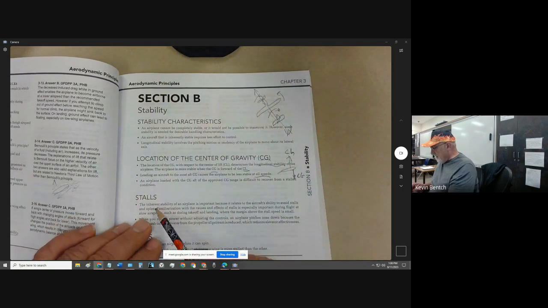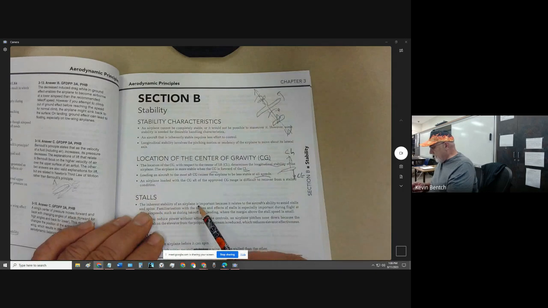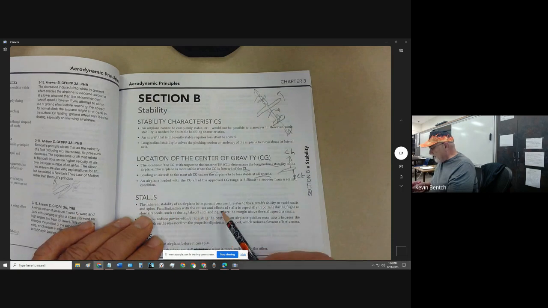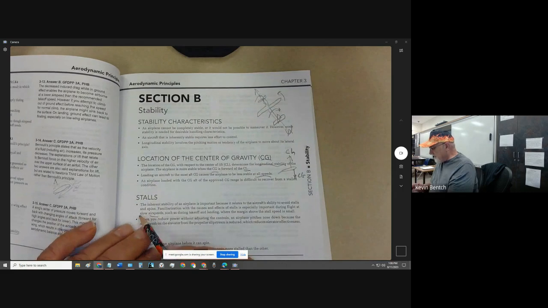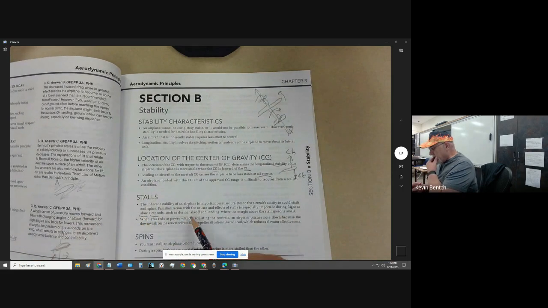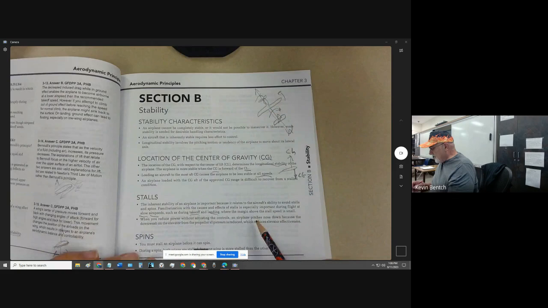Stalls. The inherent ability of an airplane is important because it relates to the aircraft's ability to avoid stalls and spins. Familiarization with the causes and effects of stalls is especially important during flight at slow airspeeds, such as during takeoff and landing, where the margin above the stall speed is small. That's where you have a lot of risk.